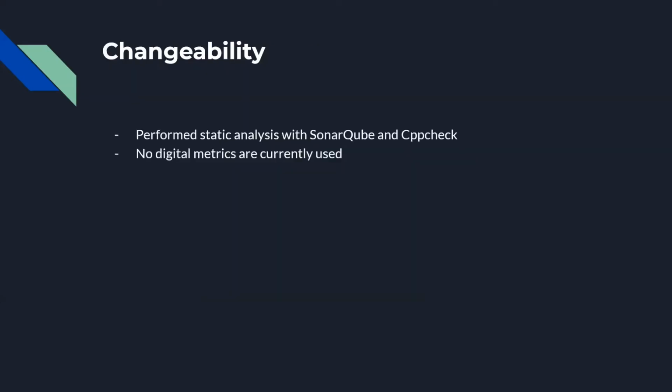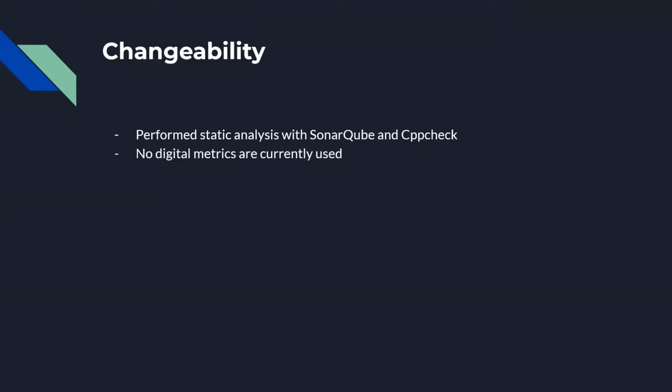And finally, about changeability, well, this is somewhat questionable. We performed static analysis, and we'll show you the results afterwards. As the developer stated, there are no digital metrics they used. Well, what can we recommend? Try to use some cyclomatic complexity analysis or lines of code analysis. These are metrics to understand how modifiable your code is. Yeah, I guess that's it.